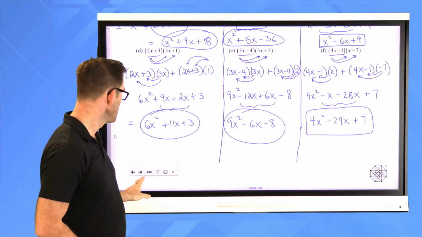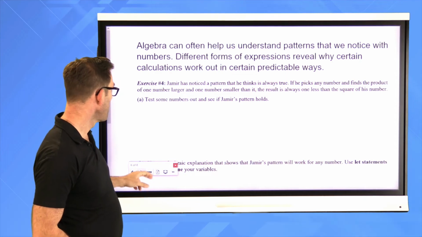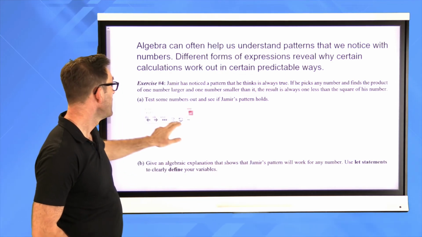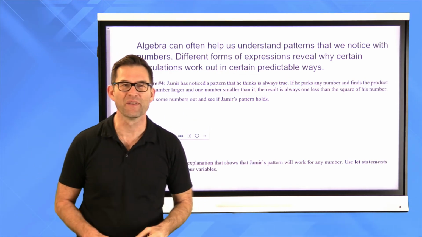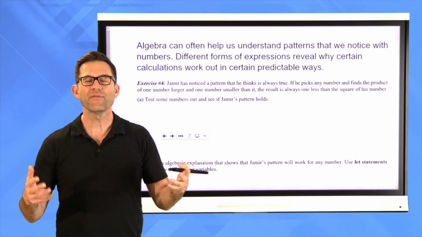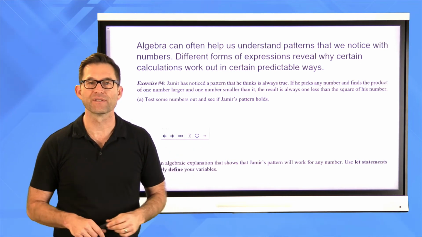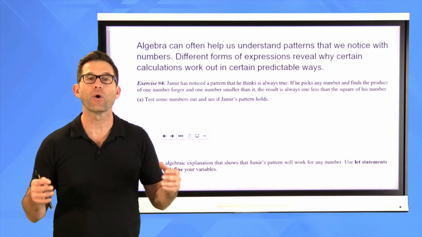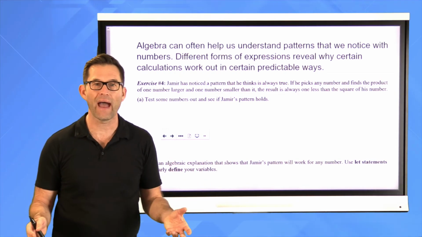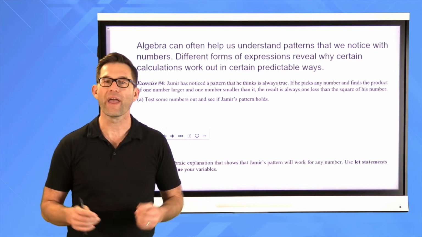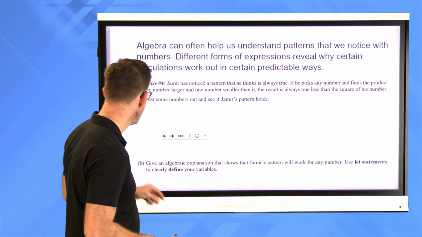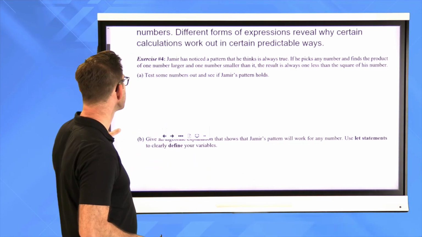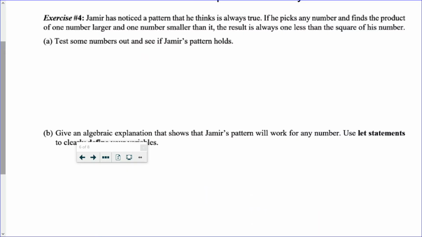All right, let's do a little bit more about this. Now, I gotta figure out a good place to put this. Algebra can oftentimes help us understand patterns that we notice with numbers. Different forms of expressions can reveal why certain calculations work out in certain predictable ways. And this is really kind of cool. So let's take a look at exercise number 4.